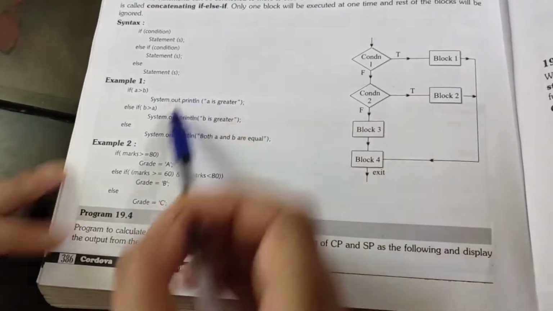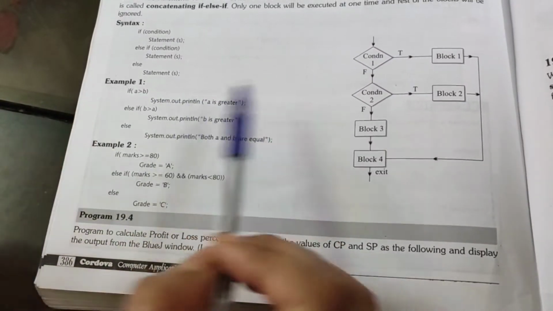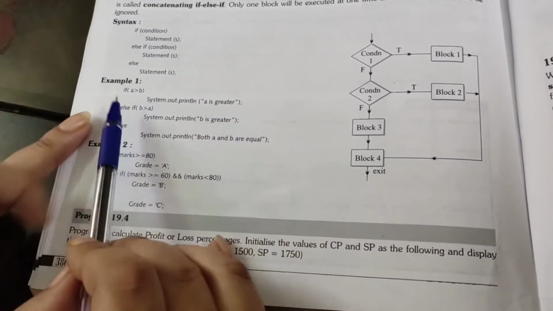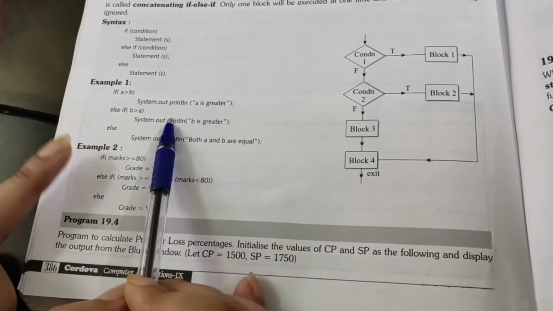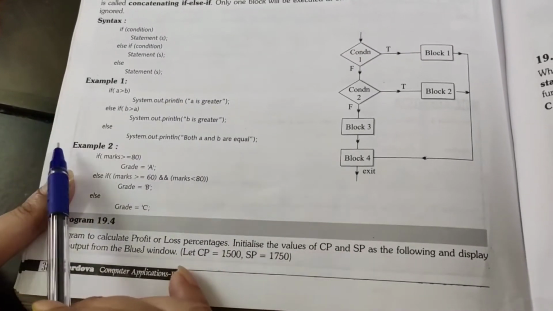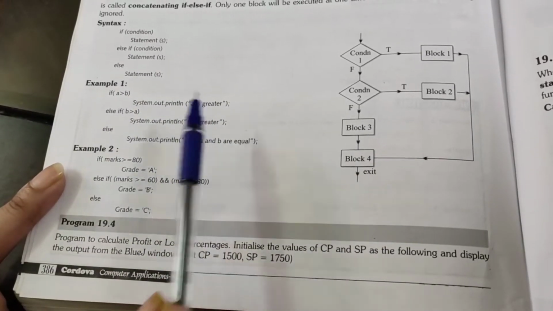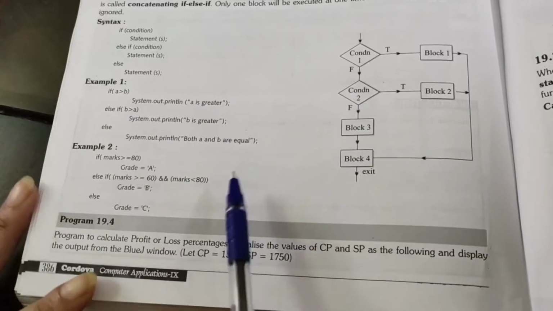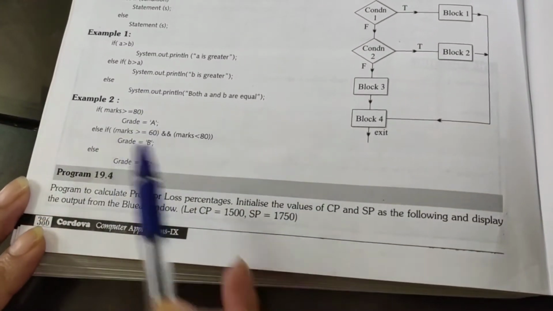Now see here, neither do we know the value of A, nor do we know the value of B. Here they are taking all three conditions: whether the value of A is greater than B, or B is greater than A, or if both values are not greater than each other, then obviously the values are equal to each other. Consider another example.